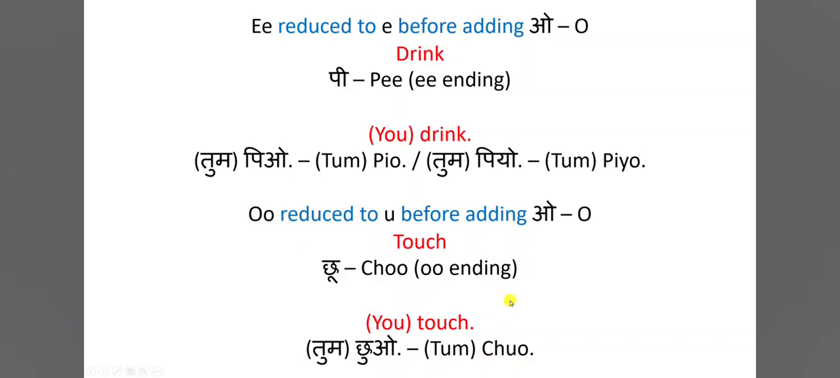Okay? So this is what we do. Now, practice using kripaya and mat with this form. We use it in the same way, but I want you to practice it on your own.